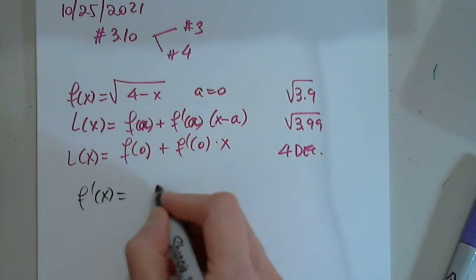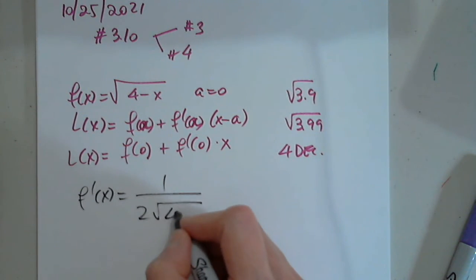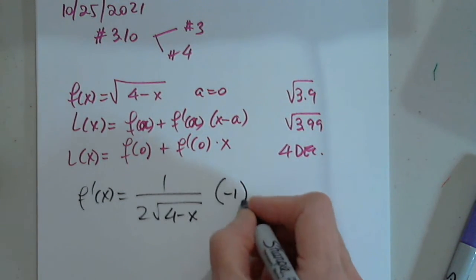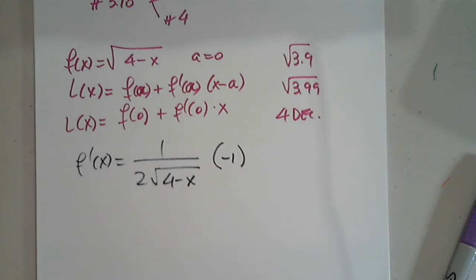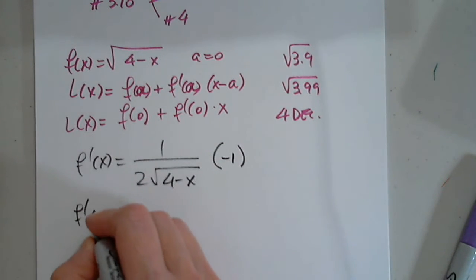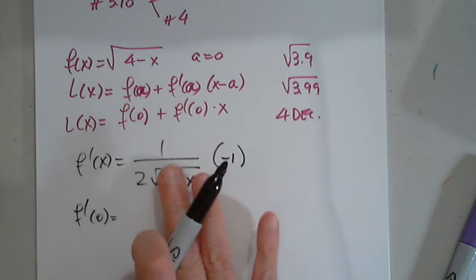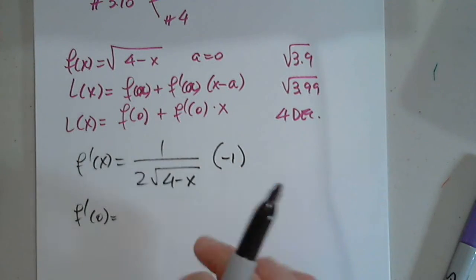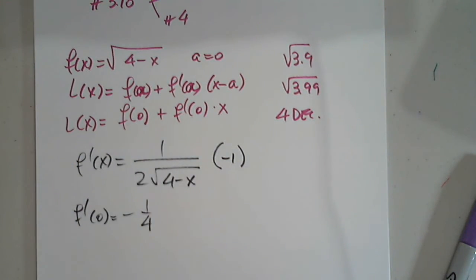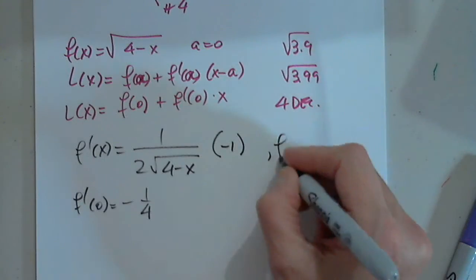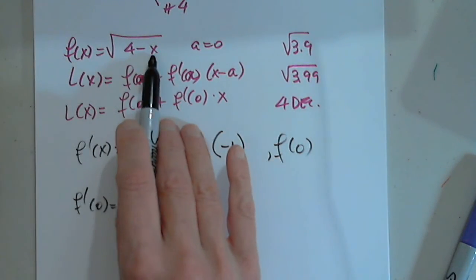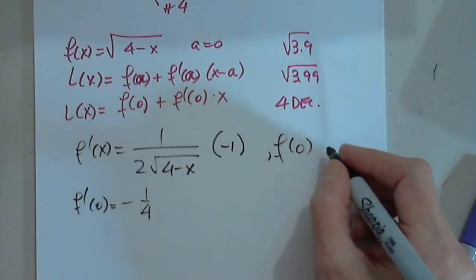So let's find the derivative. We know that f prime of x will be 1 over 2 times the square root of 4 minus x, multiplied by the inner function prime. So when I determine f prime of 0, I have 4 minus 0, which is 4, the square root is 2. 2 times 2 is 4, but I have negative 1/4. And f of 0 is the square root of 4 minus 0, which is 4, the square root of 4 is 2.